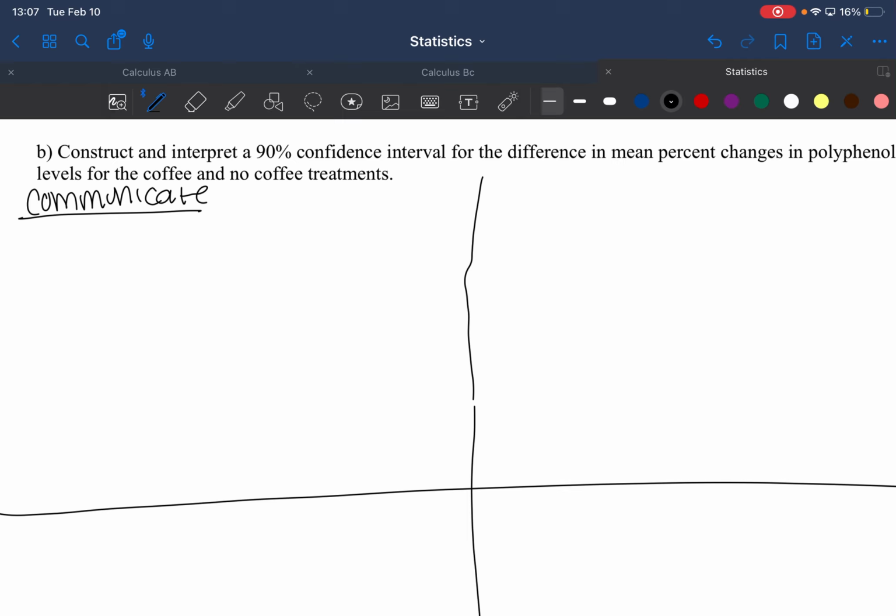Okay, and how many elements should you have in each list? 10. You should have 10 in each list. The biggest mistake that can happen is if you accidentally type in your numbers wrong. So make sure you're typing in the correct data.